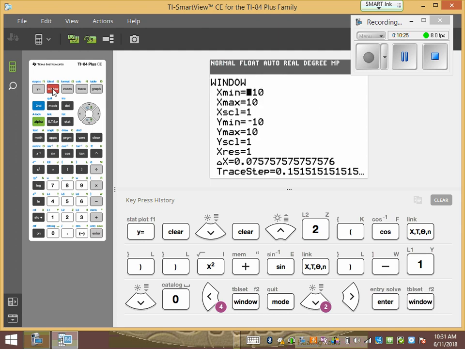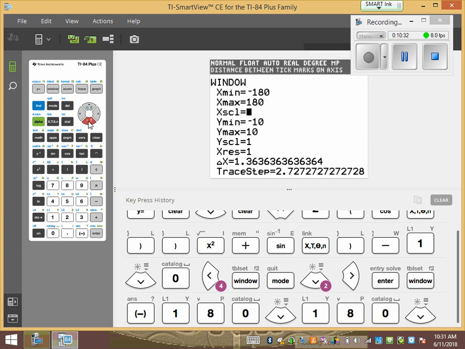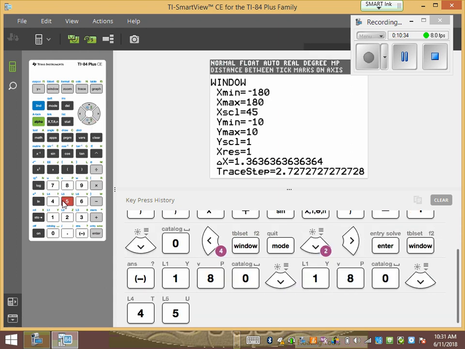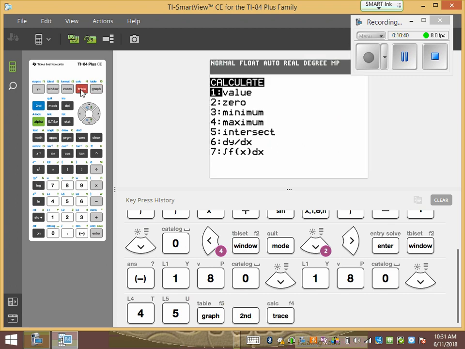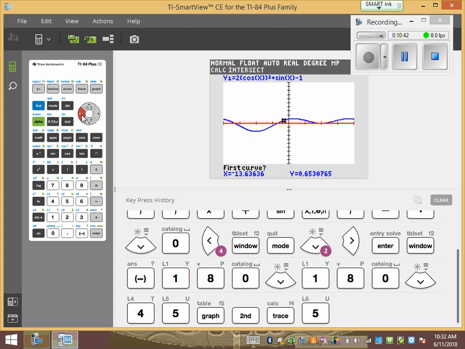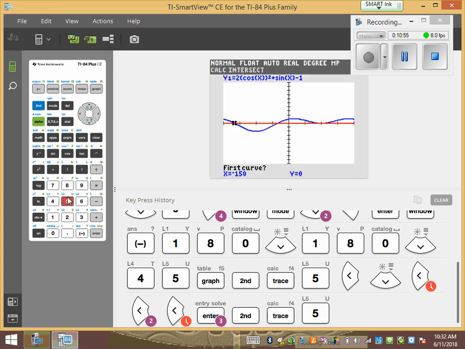Think about that. So we're going to go to window, and we're going to go negative 180 and 180. And I'm going to make it go up by 45. So second trace 5. I'm going to get onto the straight line. Enter, enter, enter. Negative 150, which is negative 5 pi over 6. Second trace 5.